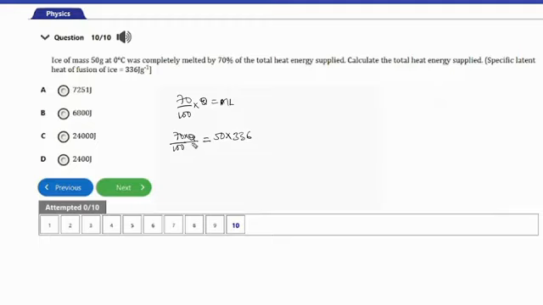So guys, if we make Q the subject of this equation, Q is going to be 50 times 336 times 100 all over 70. So guys, the answer to this question is going to be 24,000 joules, and that's option C here, guys. So option C is the answer to this question.